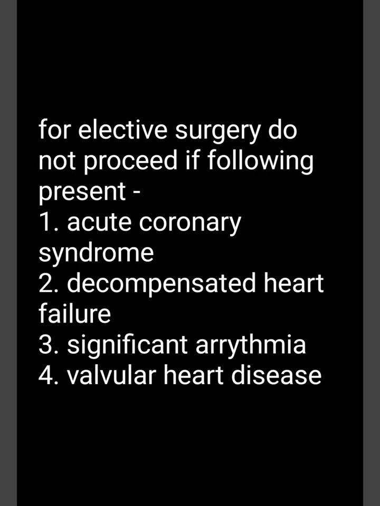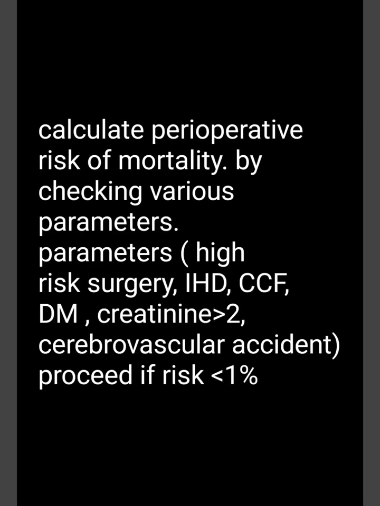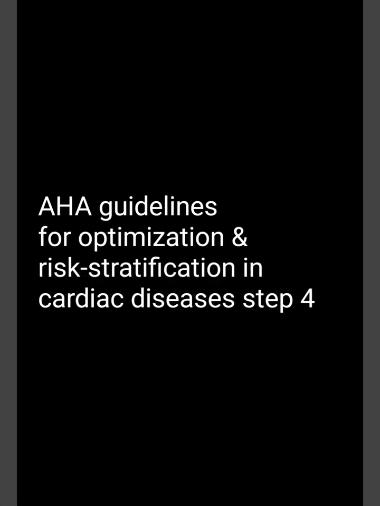1. Acute coronary syndrome. 2. Decompensated heart failure. 3. Significant arrhythmia. 4. Valvular heart disease. Step 3. Calculate perioperative risk of mortality by checking various parameters. Parameters: high-risk surgery, IHD, CCF, DM, creatinine greater than 2, cerebrovascular accident. Proceed if risk less than 1%.